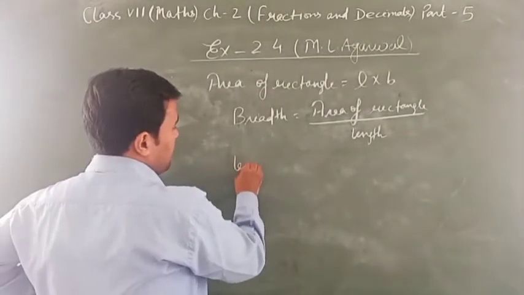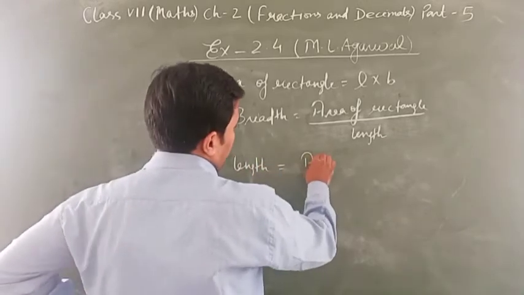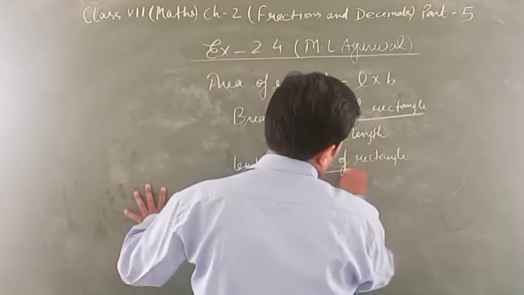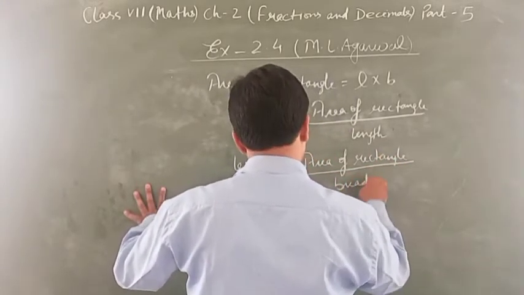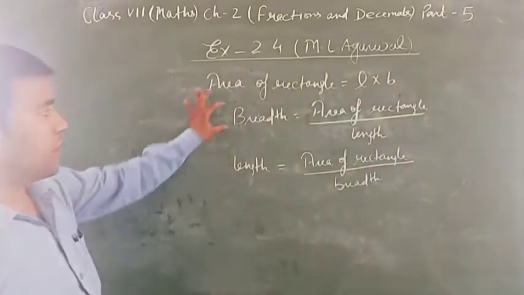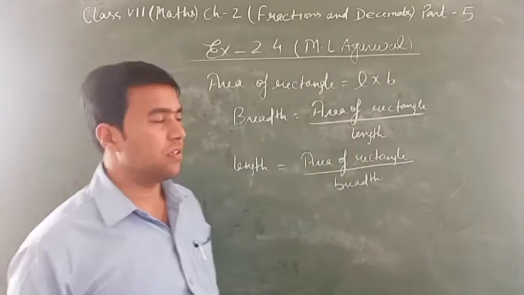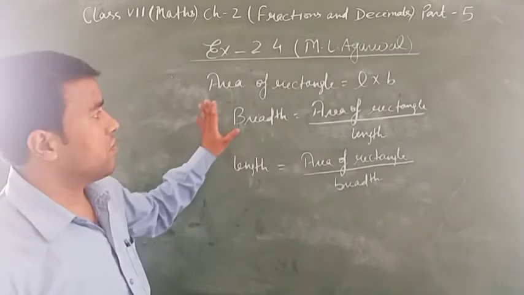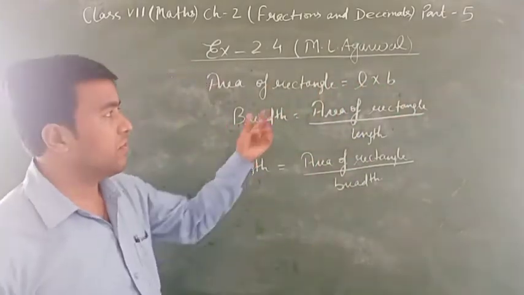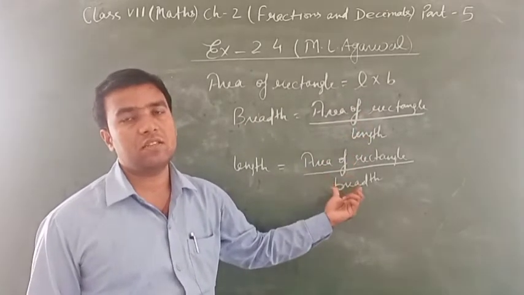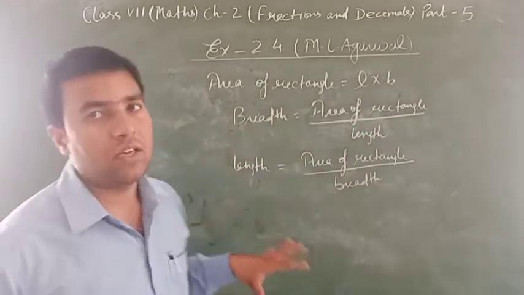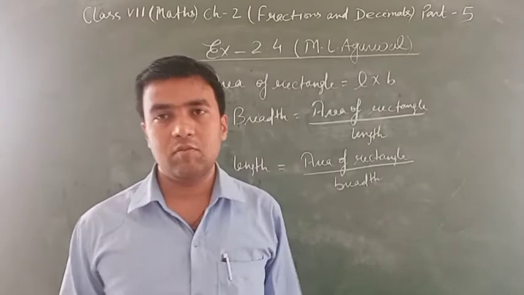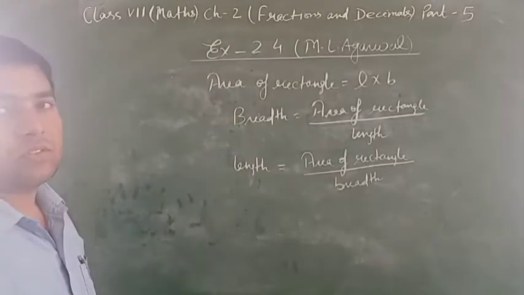If length is asked, the area of rectangle upon breadth. If breadth is asked, area of rectangle divided by length. Length is asked, area of rectangle divided by breadth. Clear? Area of rectangle equal to L into B. If length is asked, you will do this. Breadth is asked, you will do this. Clear? Note down this formula. In question number 7, area of rectangular plot is given, length is given, width is asked. Clear? Note down this.